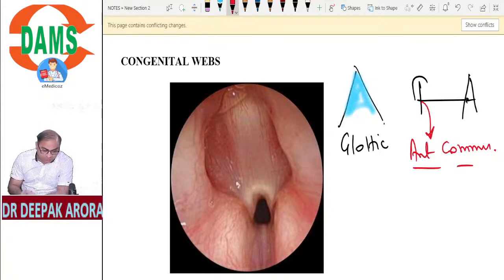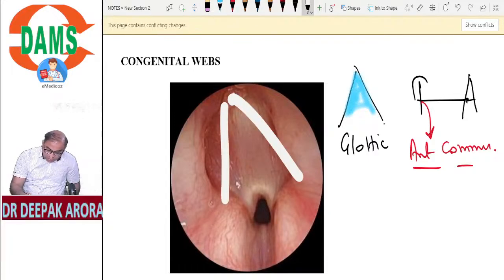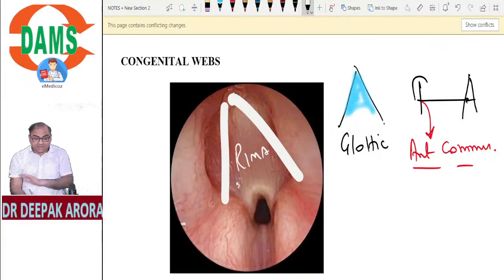Yes, any student? Let's take one query. Please kindly write what you want to ask. Can we mention it as glottic? No, beta. We are dealing with webs now. Can we mention it as rima glottis here? Absolutely true. Very nice, beta. The student is asking, can I use the word rima glottis? Yes. What is rima glottis? A space between the right and the left vocal cords. Absolutely right, beta. It is the rima glottic segment. Then now concentrate on the book.